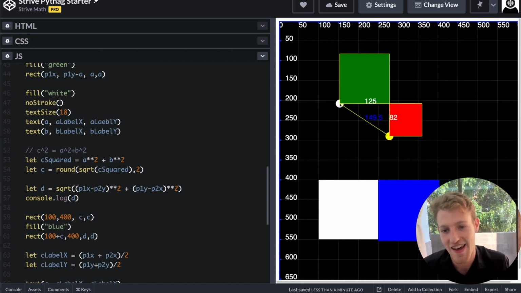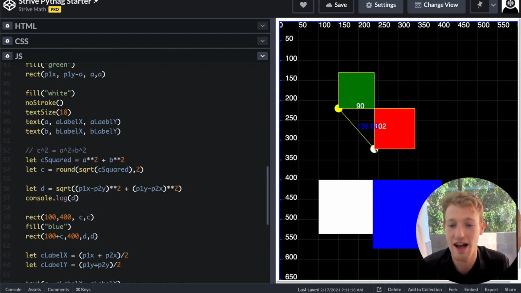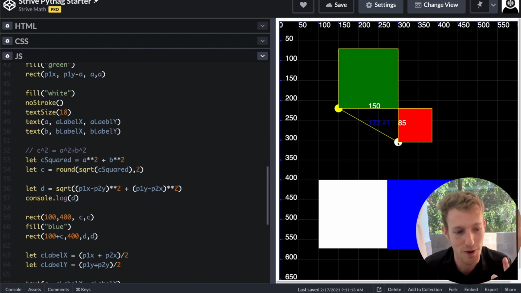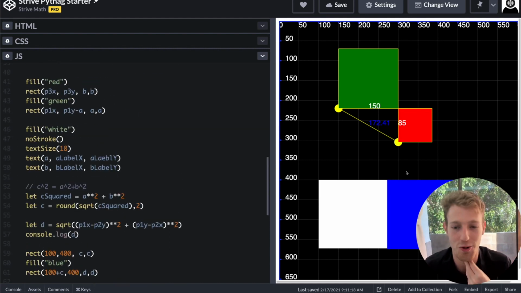All right, that is the end of the Pythag project. We've now learned about the distance formula, midpoint, and Pythagoras, and we're ready to do some more cool stuff with it.